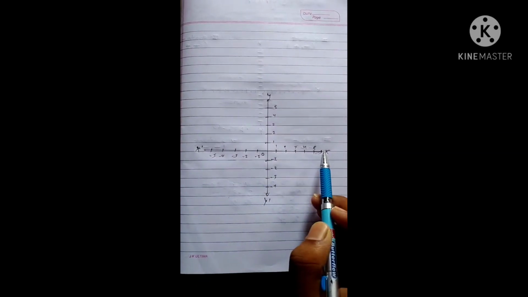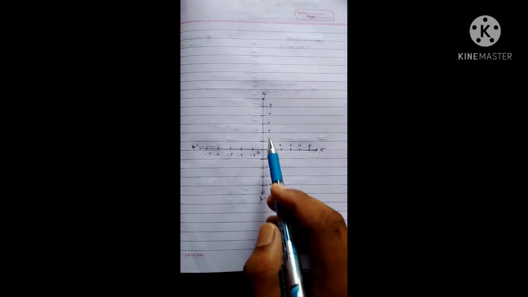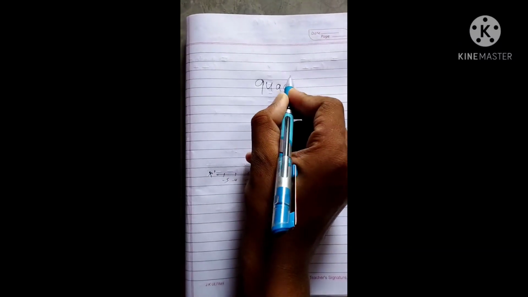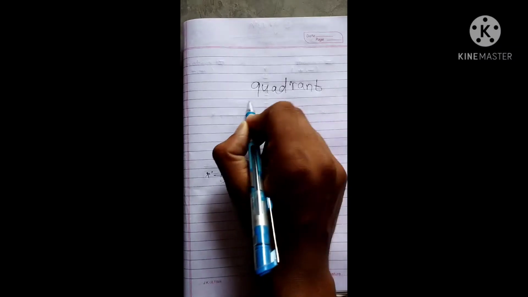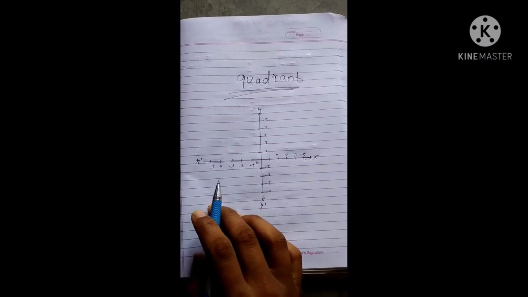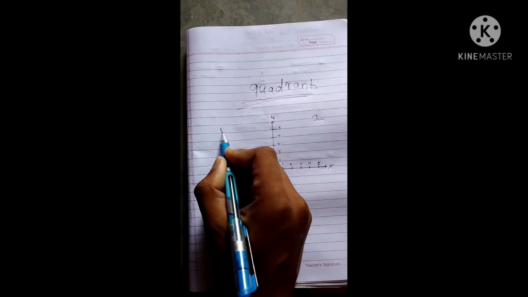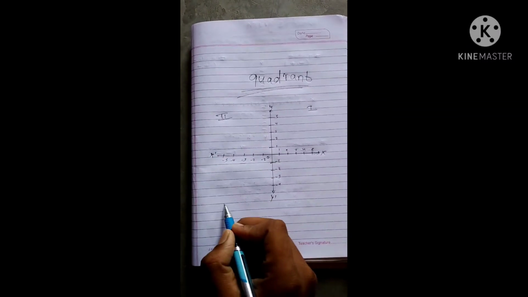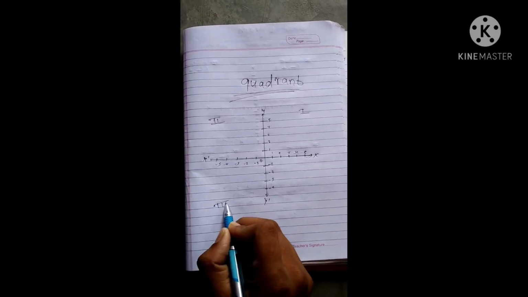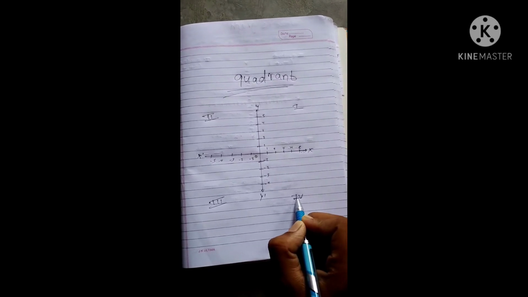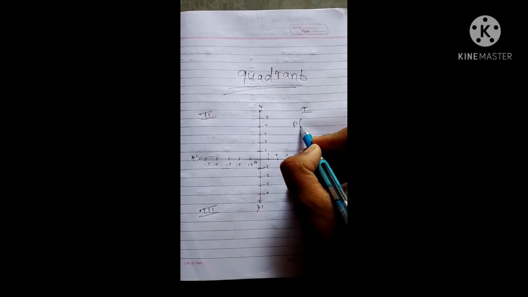If we make x-axis and y-axis, four areas are made. Each area is called a quadrant. This area, first quadrant. This area, second quadrant. This area, third quadrant. In this area, fourth quadrant.